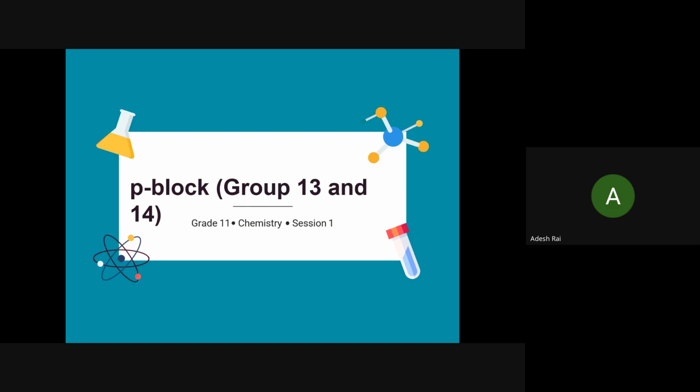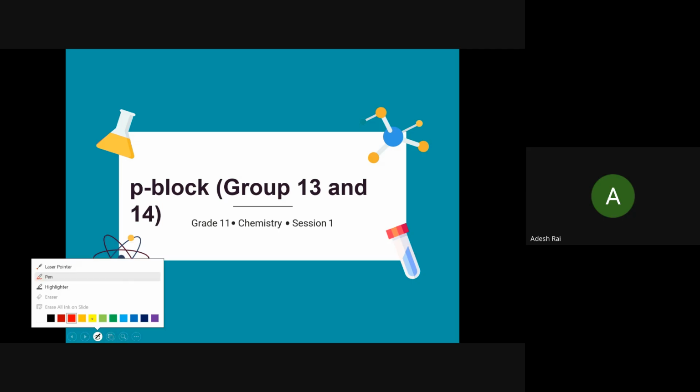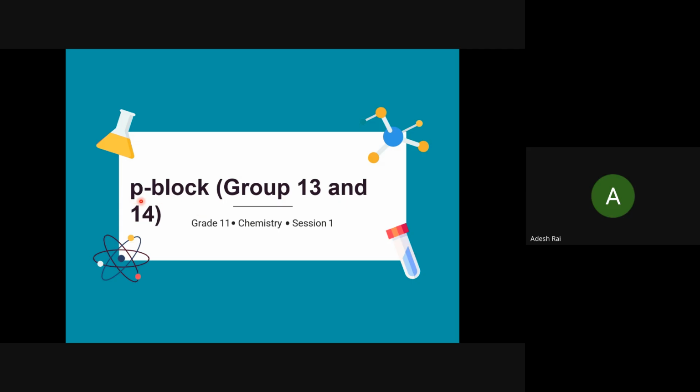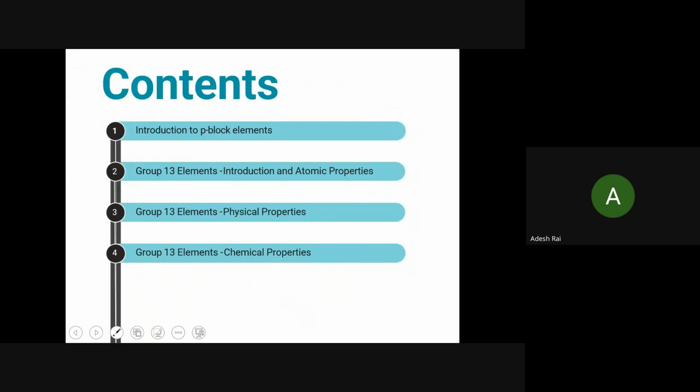So in P block, there are group 13 to group 18 in total, but we are only going to deal with group 13 and group 14 as of now. Now, what are the contents of P block? Introduction will be there. Then for each group, we are going to study their properties: atomic properties, physical properties, and chemical properties. First, we'll start with group 13, and then later on, we'll proceed with 14, 15, and onwards.